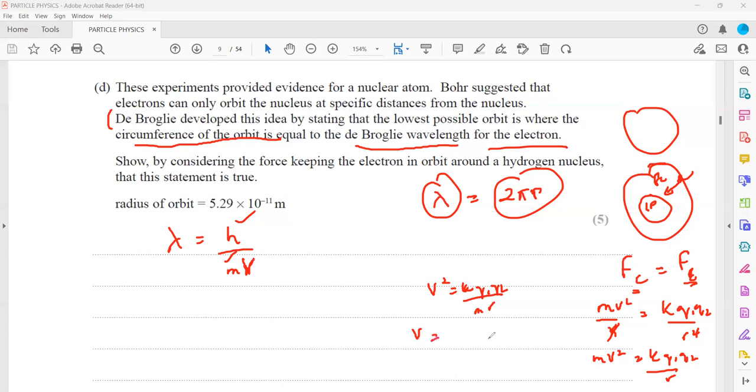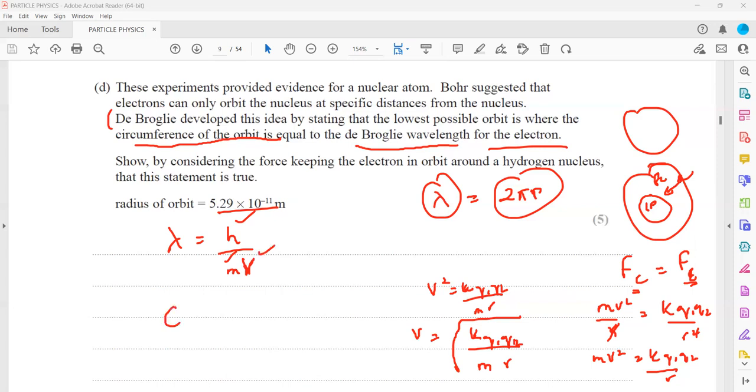To get the value of v, it will be k, q1 is the charge of the proton and q2 is the charge of the electron, which is the same, 1.6 × 10^-19. m is the mass of the electron, and r is the radius in which it is moving, which they provide. So we take the root, and that will give us the value of v. After getting the value of v, we get the value of lambda.